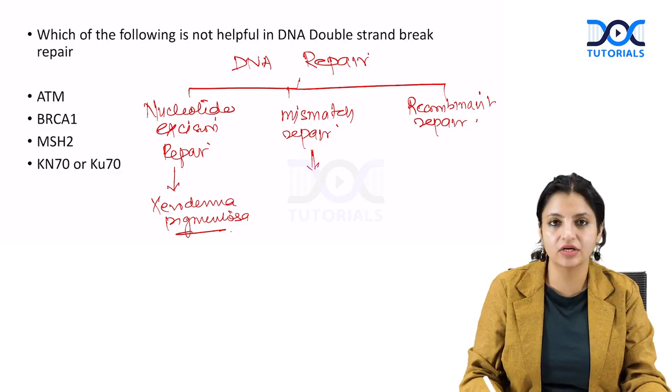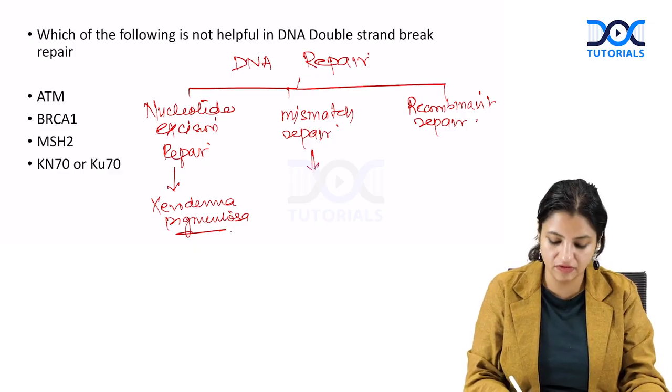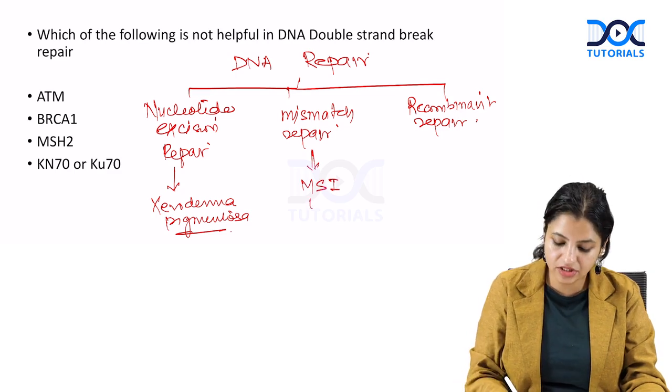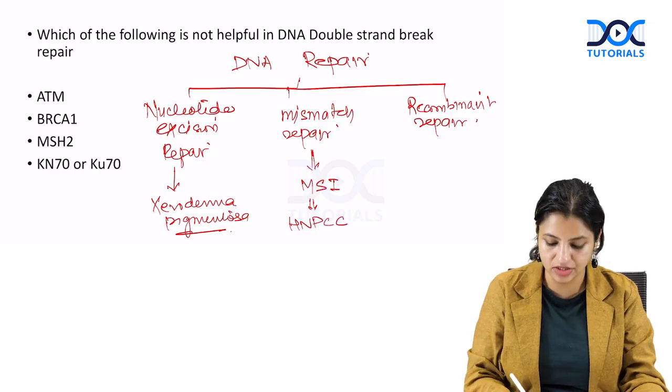Mismatch repair defect is a type of repair which, when defective, causes microsatellite instability. Okay, and this is very typically seen in hereditary non-polyposis colon cancer syndrome, which is also called Lynch syndrome.